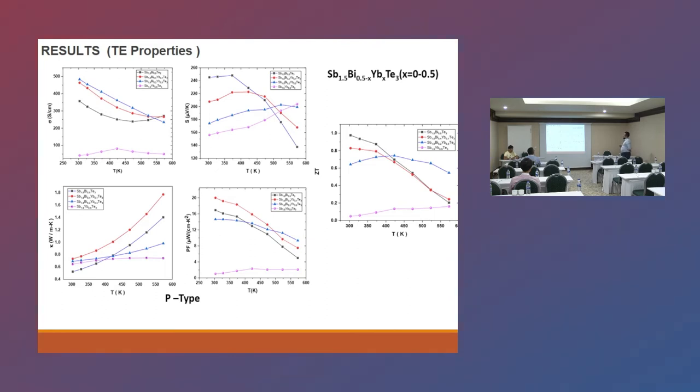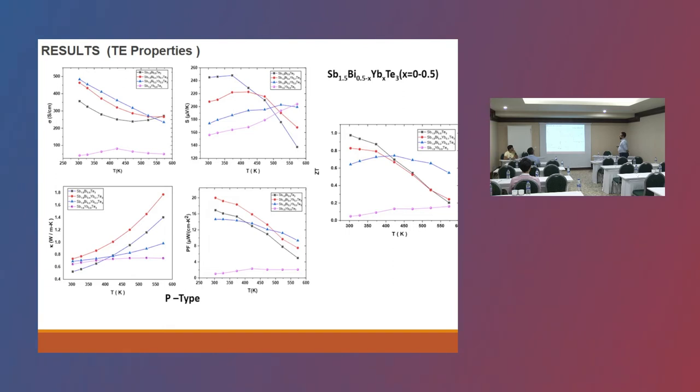So for the ytterbium doped samples, we see here that when we put in further content of ytterbium, we actually destroy the electrical conductivity, changing the nature of the electrical conductivity too. So when we go up to 0.3, we still have metallic behavior. But when we go to 0.5, we destroy the structure, I think because of the secondary phases that we observed when we put more ytterbium inside.